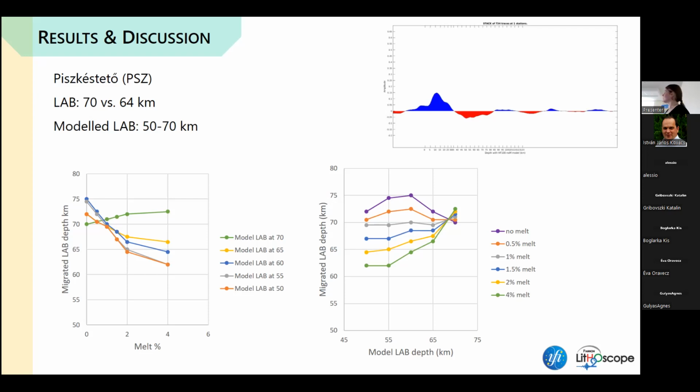And just to clarify things, I'm going to call model LAB depth what we used as an input in the models, and the migrated LAB depth is what we received as a result.